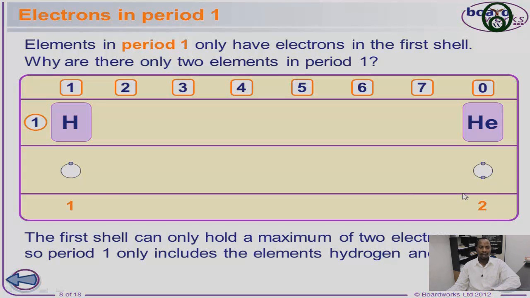Now why are there only 2 elements in period 1? That's the big question. Why did we not fill up period 1 with other elements? Why do we just put hydrogen and helium in period 1? The reason is that the first shell can only hold a maximum of 2 electrons. So period 1 only includes hydrogen and helium, because only with these can we get the 2 electrons that we need. We cannot begin to put other elements, because the maximum number of electrons in the first shell is 2. Is that okay? So that's great.